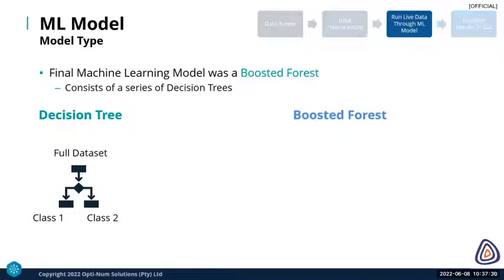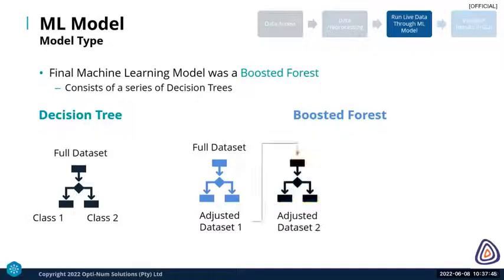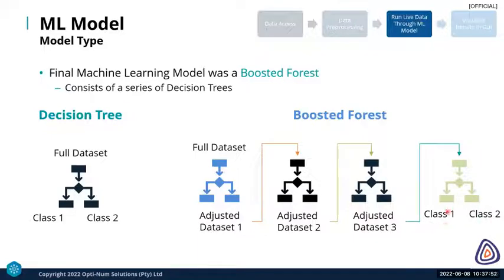How a boosted forest works is slightly different. Similarly to the decision tree, we feed our full data set into this tree, but instead of getting classes out, we get an adjusted data set. And that adjusted data set feeds into a subsequent tree, which then moves on and on until, at the end of the bottom tree, you get your class decision. So this adds a bit of complexity to the overall decision tree modeling type. And it really helped us make some good decisions.